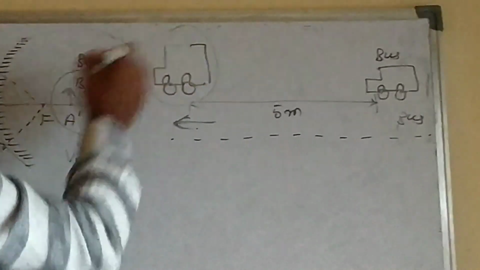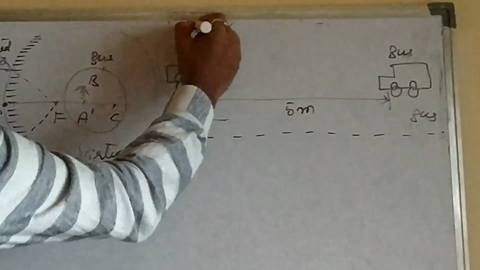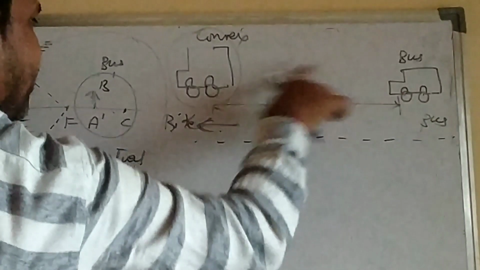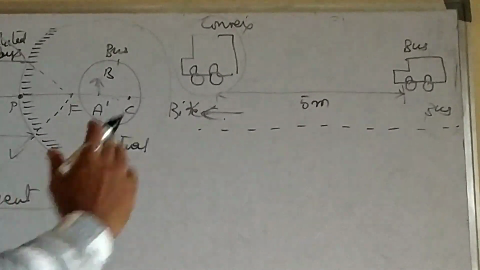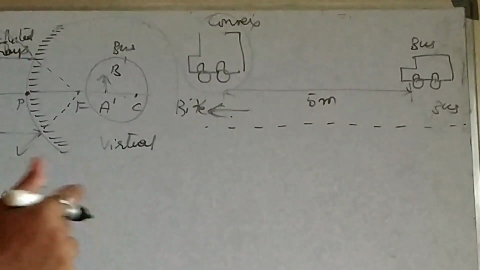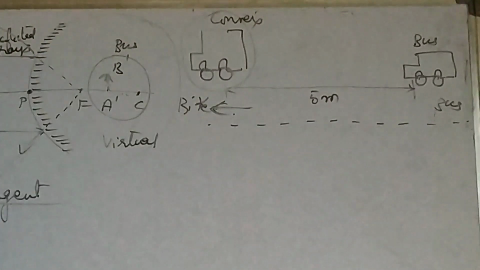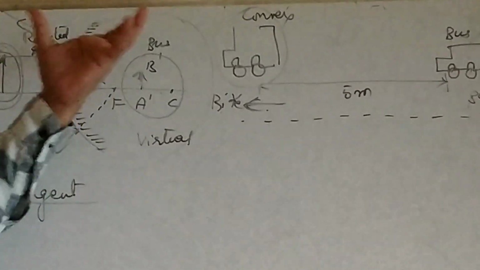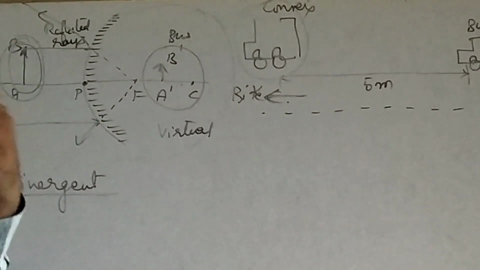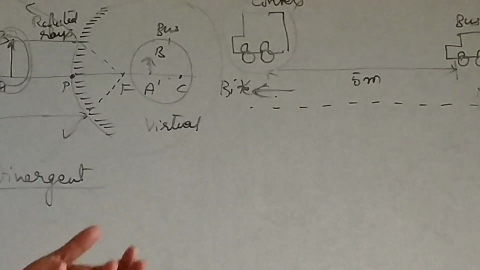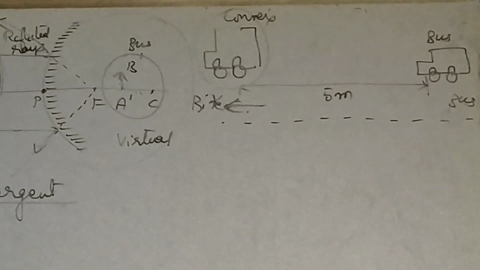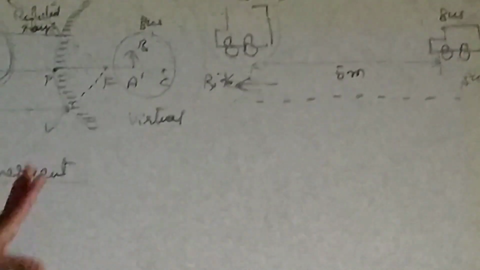Now this is what you are seeing in the convex mirror. That is when you are moving in bike, this bus is appearing like this. So you will see that the bus in the mirror is not exactly 5 meter, it is very nearby. It is just behind your bike. Like that you will see. So that's why these convex mirrors are used as rear view mirrors in automobiles. Why? Because you will get the magnified image of whatever object is coming behind. So one of the best applications of convex mirrors. So hope you have understood.